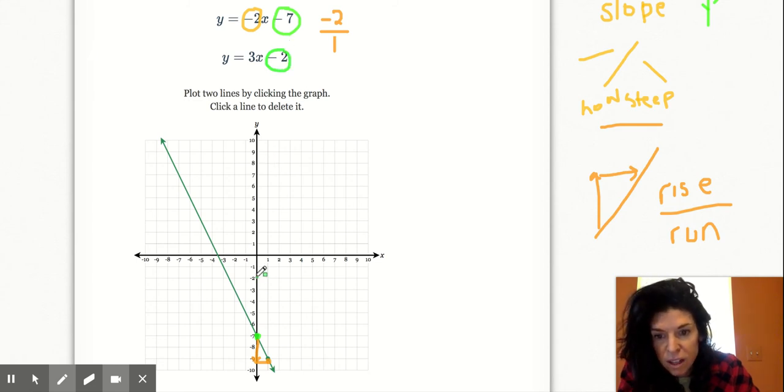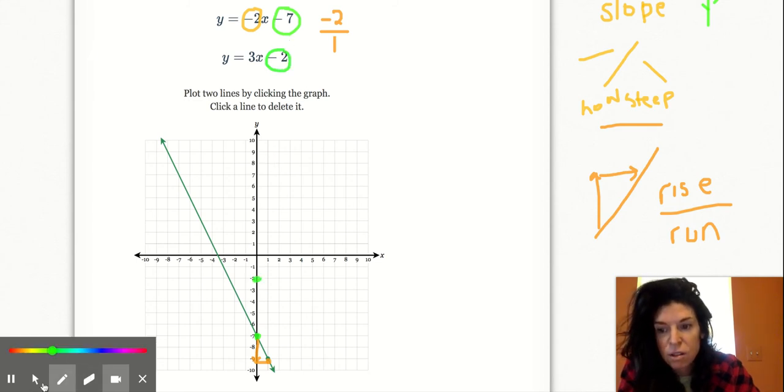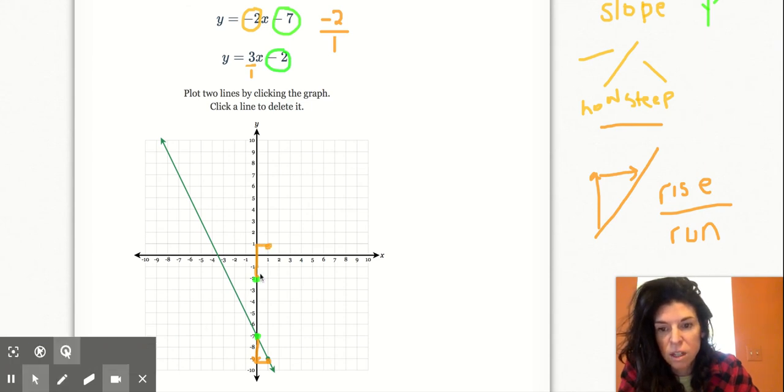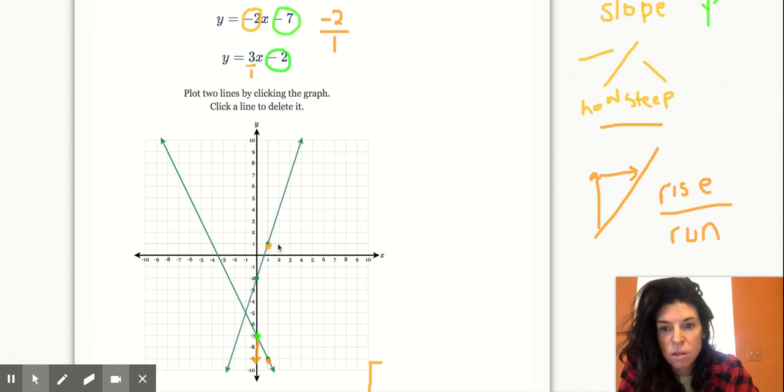So we're going to start it at -2. And our slope, remember, if it's not a fraction currently, we're going to make it a fraction. So it's just over 1. So the rise is 3. The run is 1. So we're going to rise 3: 1, 2, 3. Run 1. There's the next spot on our graph. So here on this platform, we can just click on those 2 points on the graph, here and here. So there is our second line.